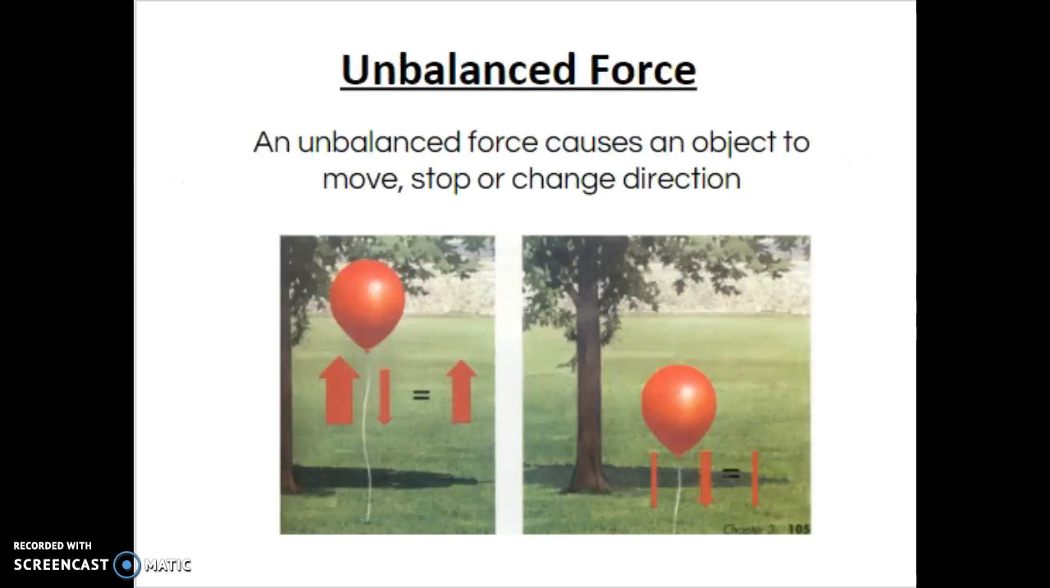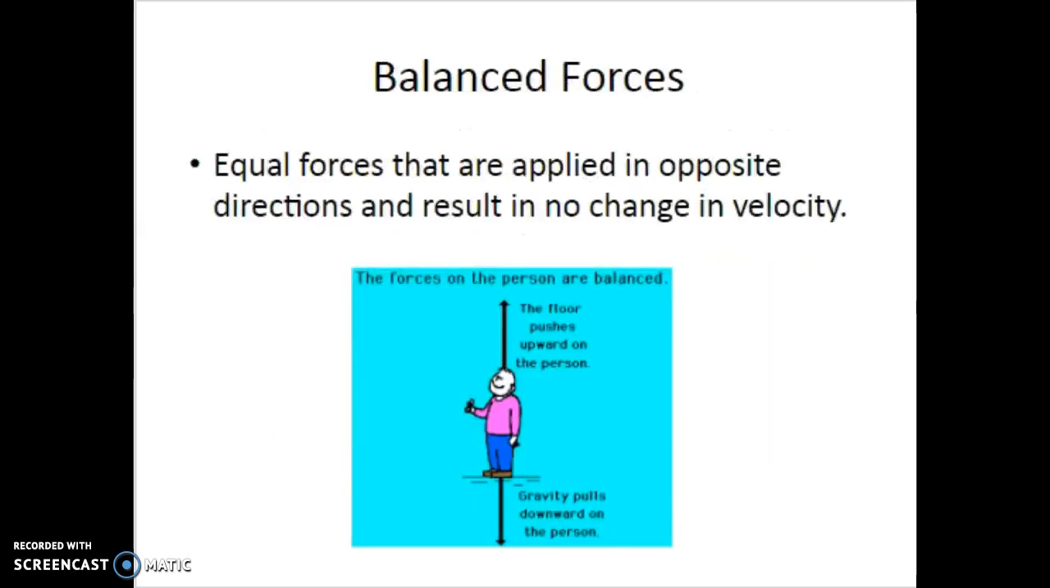An unbalanced force is when you have one force that is greater than the other. And so this is going to cause an object to change its motion. It can move, it can stop, it can change direction. So here the upward force of the helium balloon is greater than the downward force of the gravity. And so the balloon is going to rise and go upwards. In the second picture, your downward force is greater than the upward force, and so the balloon is going to drop. So these are examples of unbalanced forces.